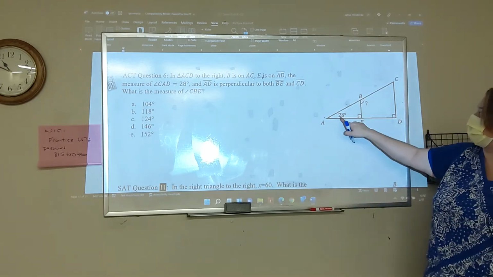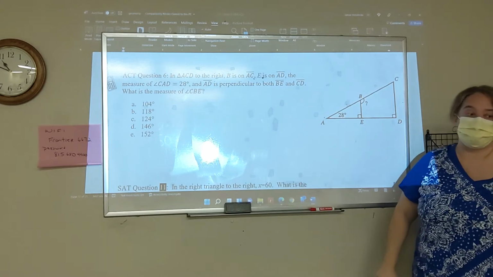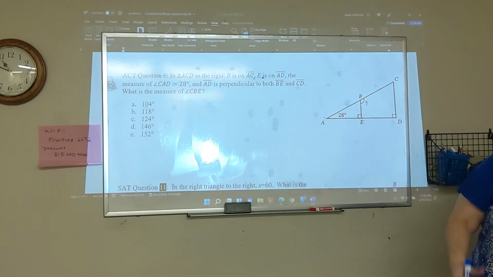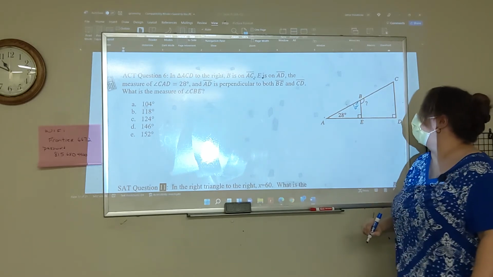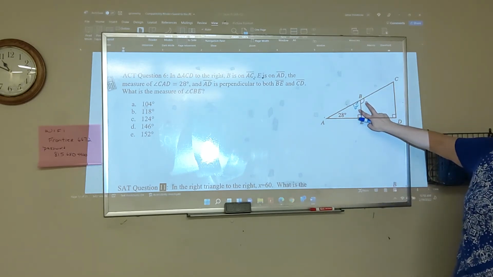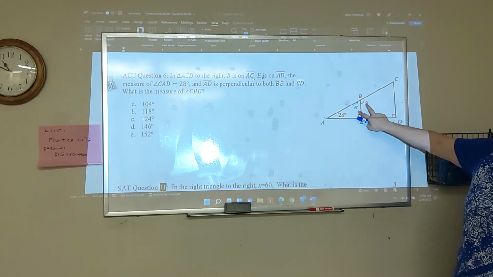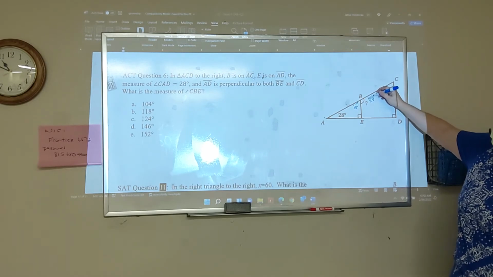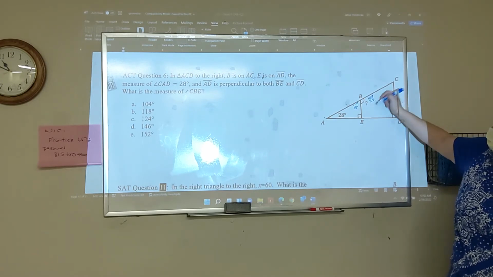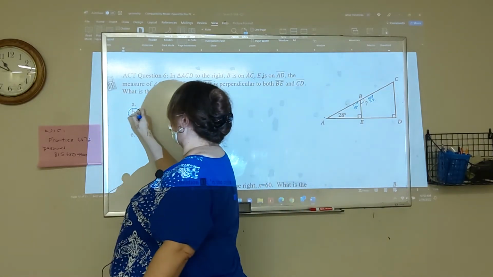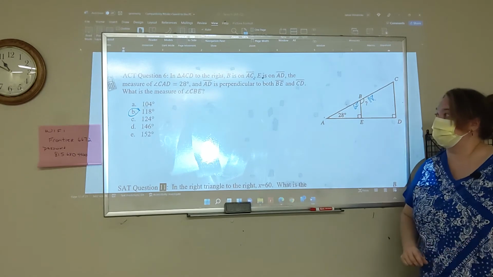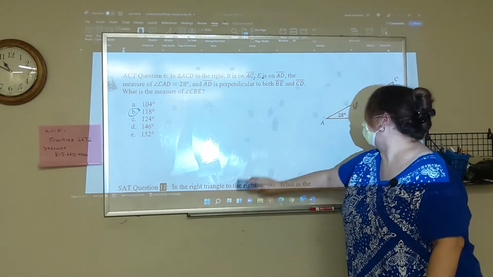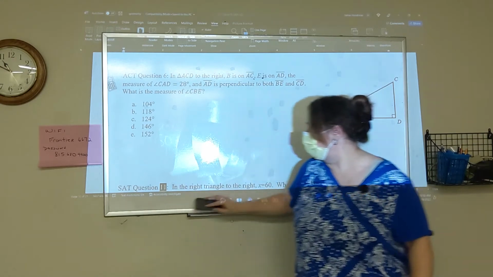To get that angle, I'm going to do 90 minus 28, and that should give me that angle. So 90 minus 28 is 62. And then I know these two angles, 62 and my question mark, should give me 180. My mental math is failing there. So that should be 118 degrees for my question mark. Again, use your triangles to help you. All right, that's it for that one.